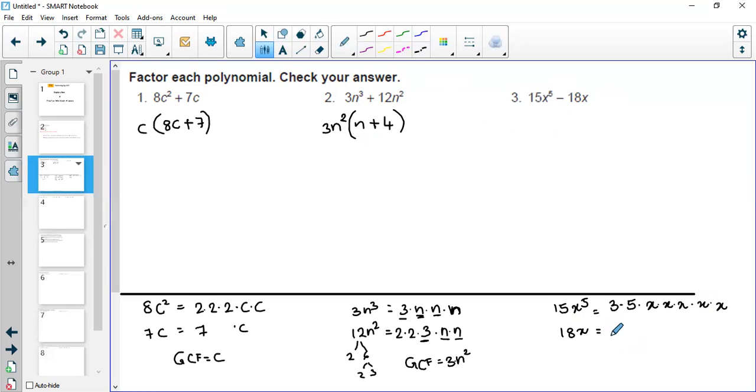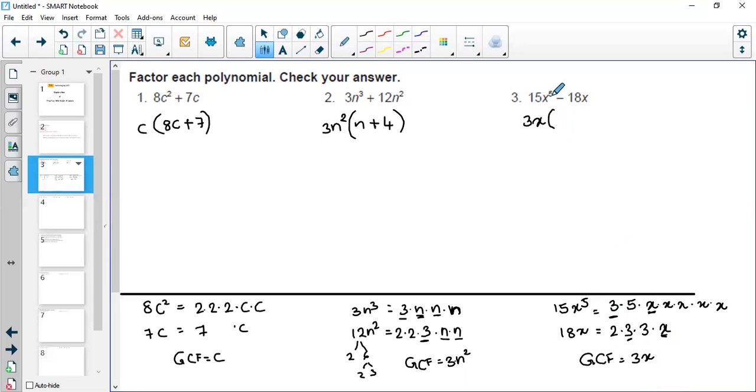For 18, it's going to be 2 multiplied by 3 multiplied by 3 multiplied by x. So for the GCF, we are finding the common factor. So we have a pair of 3 common and a pair of x common. So the GCF is 3x. So we write the GCF and we open up the parenthesis.